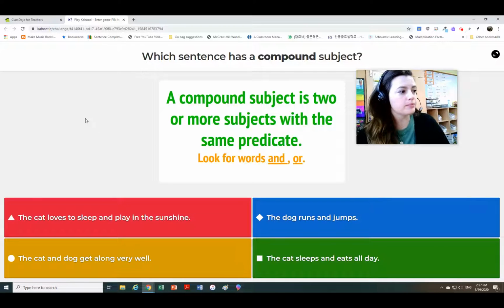Mark your answer. The cat loves to sleep and play in the sunshine. The cat and dog get along very well. The dog runs and jumps. The cat sleeps and eats all day. Mark your answer for which sentence shows you a compound subject.